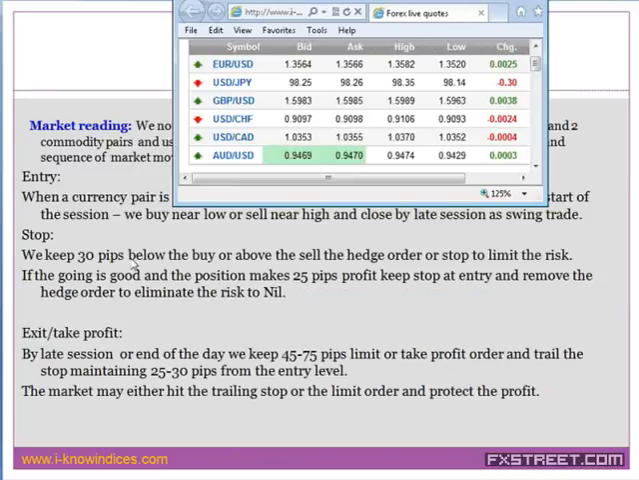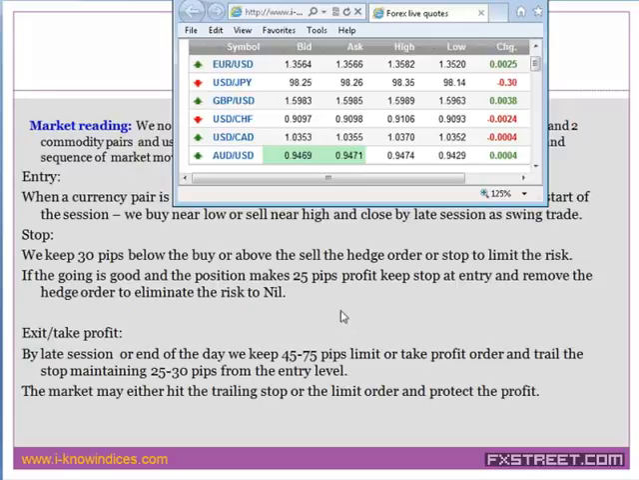Then whatever decision we take, we keep a 30 pip stop or the hedging order. And once the market makes favorable moves, we try to keep the stop at entry. Once a profit of 25 pips is seen, we try to keep the limit order around 45 to 75 pips, at or near the high to start with, and then move the take profit limit order and also move the trailing stop to maximize the profit.